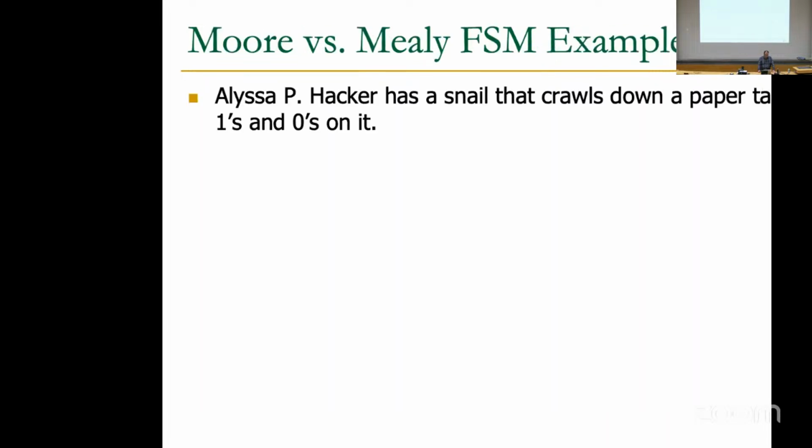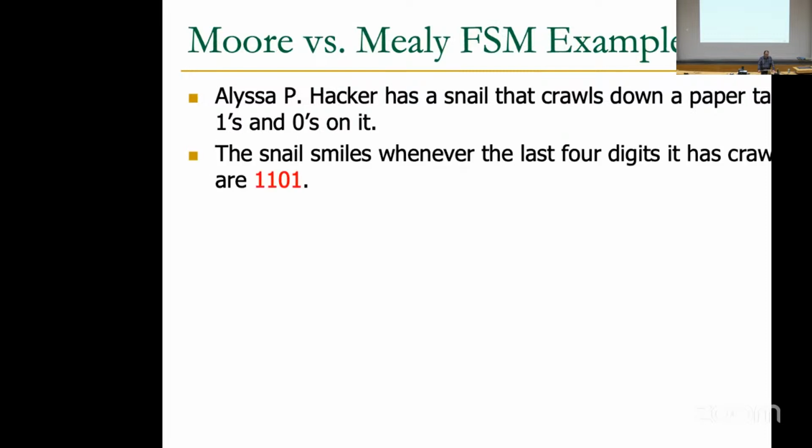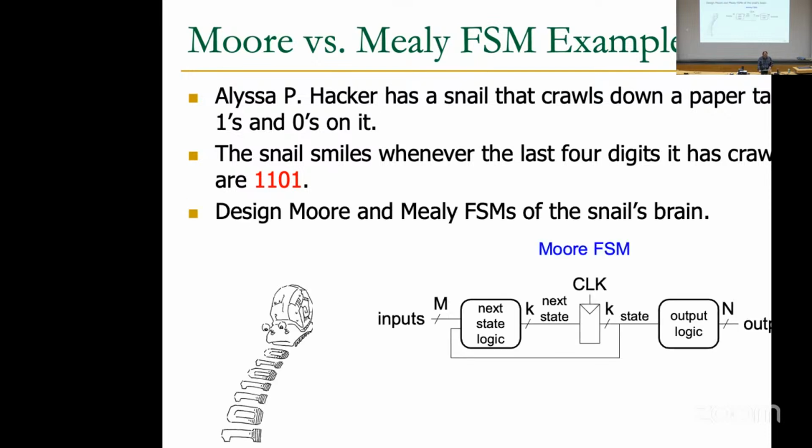For that, we can use this example from your book: a snail that smiles whenever the last 4 digits it has crawled over are 1101. Essentially, there is a snail, you can see here, that's crawling and sees bits. Whenever it sees the pattern 1101, the snail smiles, which is so important, I guess. Then we need to design Moore and Mealy FSMs of this snail's brain. Let's first start with Moore, for example.